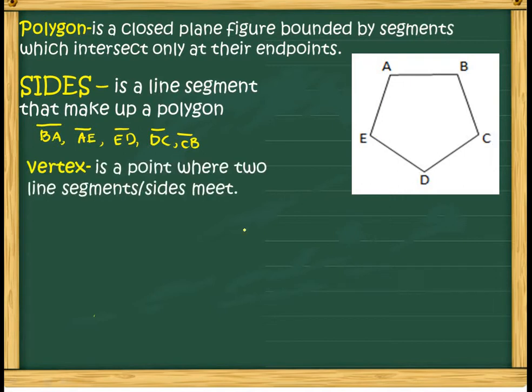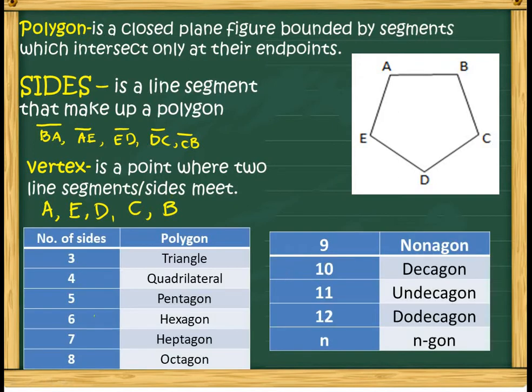Vertex is a point where two line segments or sides meet. Dito, yung side BA and side AE ay nag-meet sa point A. Next, segment AE and segment ED ay nag-meet at point E. Si segment ED at si segment CD nag-meet at point D. Si segment DC and segment CB ay nag-meet at point C. At si segment CB at si segment BA ay nag-meet sa point B.